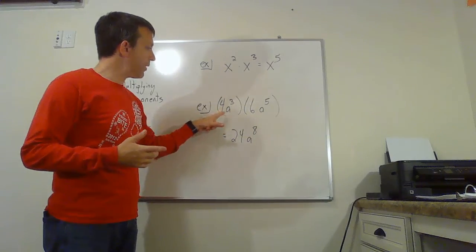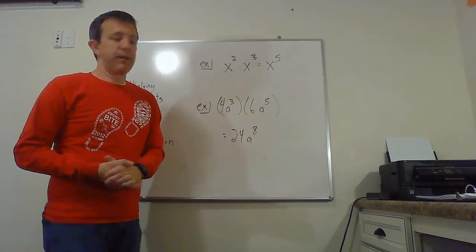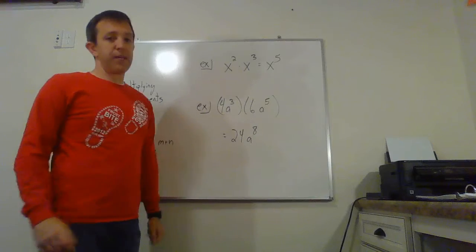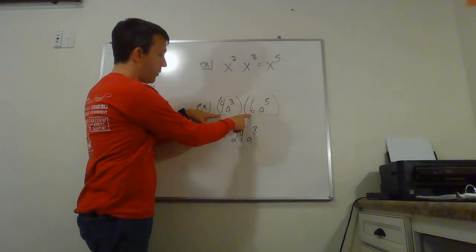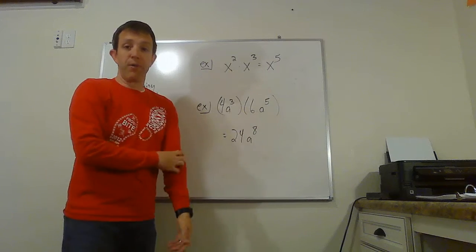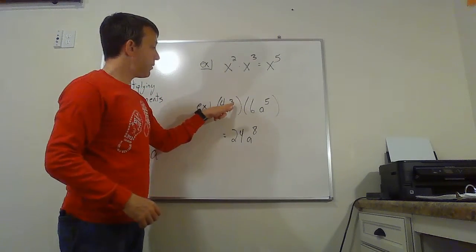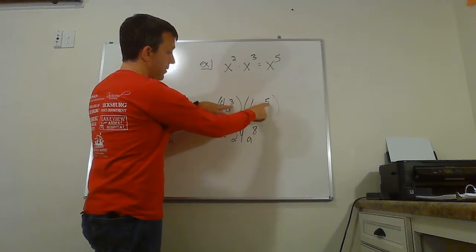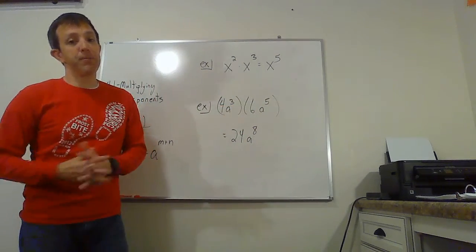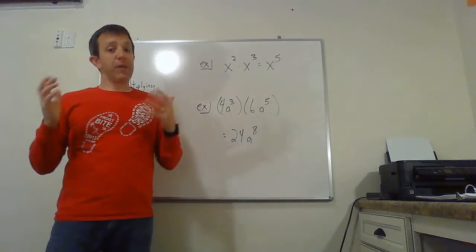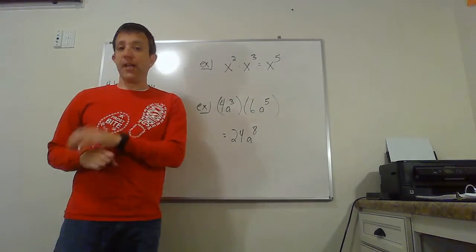Now, what happens if you have coefficients in there with your letters? So I have 4a cubed times 6a to the fifth. Well, all we're going to do here is multiply the 4 and 6 like we would normally and get 24. And then we do the same thing we just did with our exponents. 3 plus 5 gives me the 8. So when we multiply things with the same base, we add the exponents. All right, let's get to property 2.